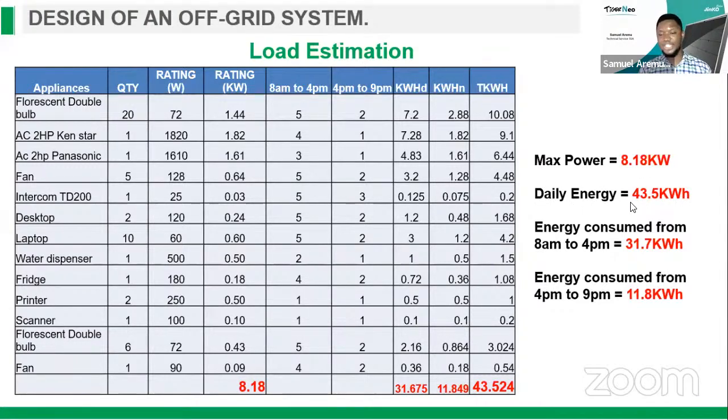Then the daily energy used, that means the daily energy consumed during the day and at night, is 43.5 kilowatt hour. Then the energy consumed from 8 a.m. to 4 p.m. is 31.7 kilowatt hour. Then the one consumed from 4 p.m. to 9 p.m. is 11.8 kilowatt hour.